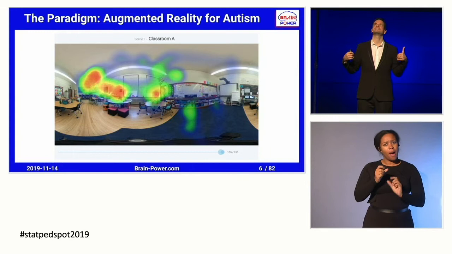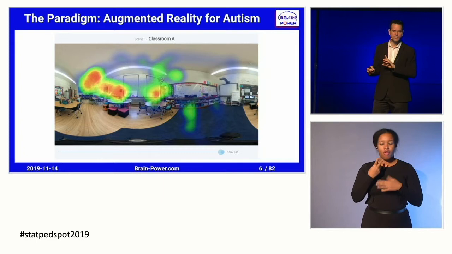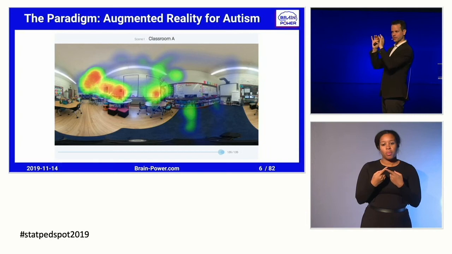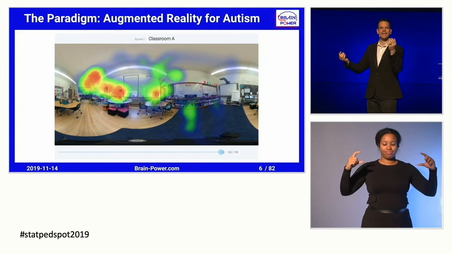So what am I showing on screen here? This is a map of a classroom. It's a full spherical picture wrapped into this horizontal projection, and the color on top of it is a look map. What is a look map?